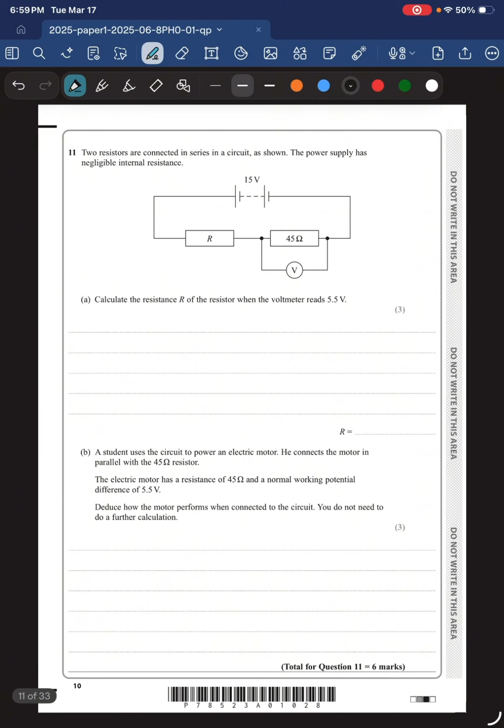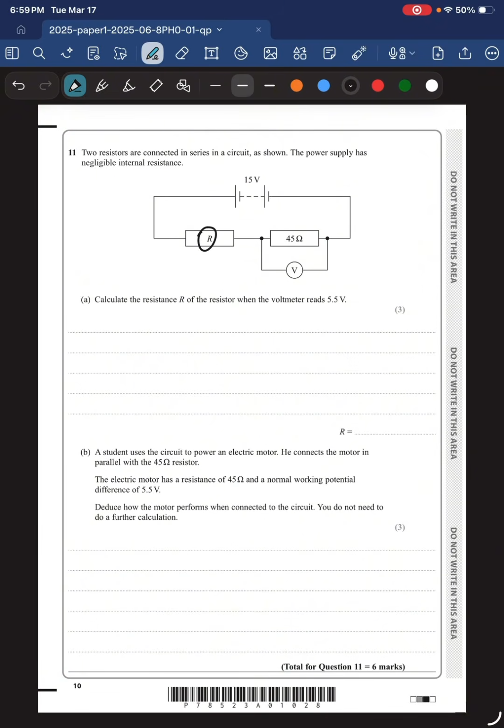Okay, let's move on. Question 11. Two resistors are connected in series in a circuit as shown. The power supply has negligible internal resistance. A. Calculate the resistance R of the resistor when the voltmeter reads 5.5 volts. So we need to calculate this one.